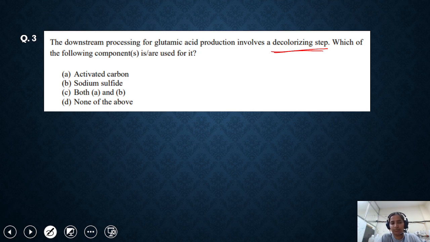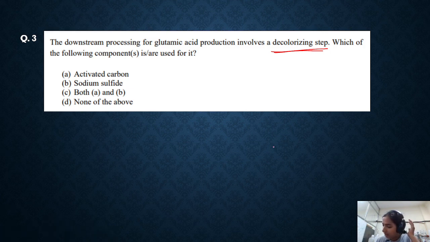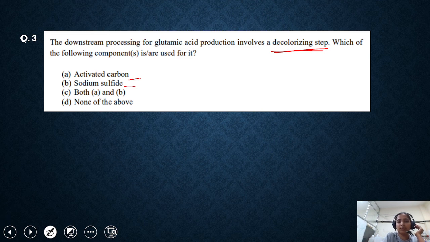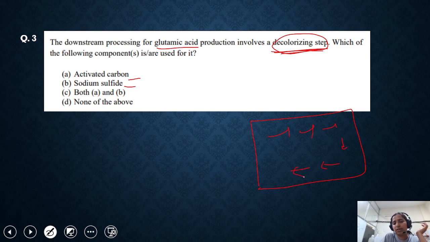Activated carbon, correct. Activated carbon is used, but yes Sadhika, correct, both. Sodium sulfide is also used for this decolorization step of glutamic acid. As we discussed in the previous session, the decolorizing step is used in the initial steps of processing. So you must know every step, and finally the purification part. For this decolorization, both activated carbon and sodium sulfide are used. So the answer is C.